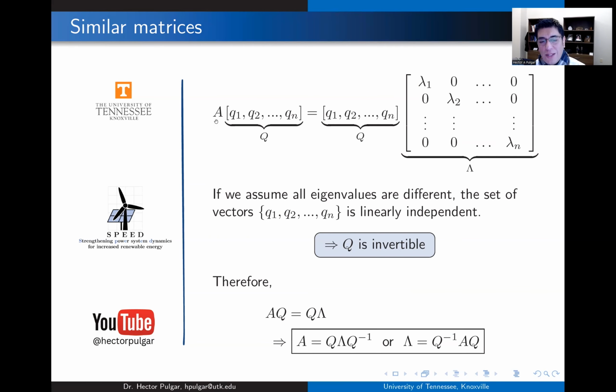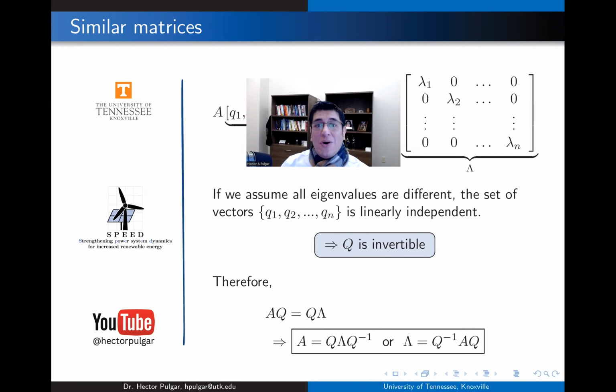Because Q is invertible, this equation, A times Q equals Q times capital lambda, can be written in two special ways. If we multiply from the right by Q inverse, then we have this equation. Given lambda and given Q, we can obtain A. Or if we multiply from the left by Q inverse, we have this second equation. Given A and Q, then we can obtain lambda. A and lambda are called similar matrices because both have the same set of eigenvalues.